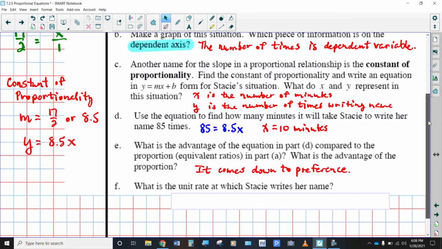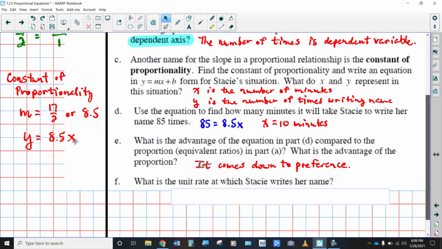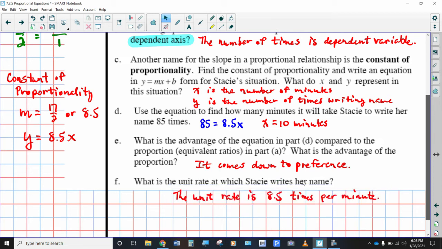Some people, in fact, I think CPM wants you to say that using the rule or the equation is better, but I don't think one way is better for everyone. You just have to decide which works best for you. So remember, we are talking about unit rates being the same as slopes, and constants of proportionality and constants of variation, if you will. Go back in time a little bit, use a previous term. So the unit rate is the same as all the others. The unit rate is 8.5 times she writes her name per minute.